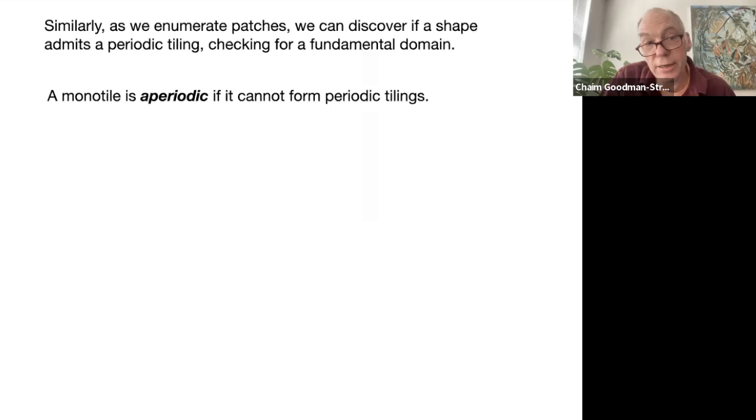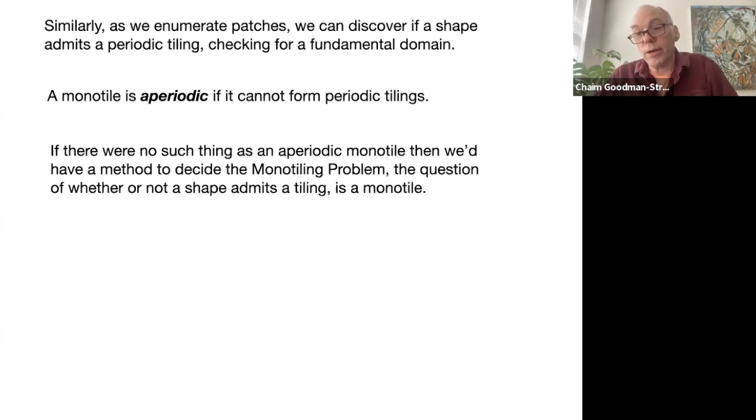So just to introduce the key definition of the entire subject, the word aperiodic: a monotile is aperiodic if it cannot form periodic tilings. I think this is a pretty sophisticated group. We know our quantifiers. In the real world, out with the press, this was, of course, an endless problem. It's not aperiodic if it can form tilings that are not periodic. A monotile is aperiodic if it can only form tilings that are not periodic. In other words, it has to form tilings to be called a monotile, and it can never form periodic tilings. And if there were no such thing, which I think we know the punchline here, then we'd have a method to decide the so-called monotiling problem, the question of whether or not a shape admits a tiling.